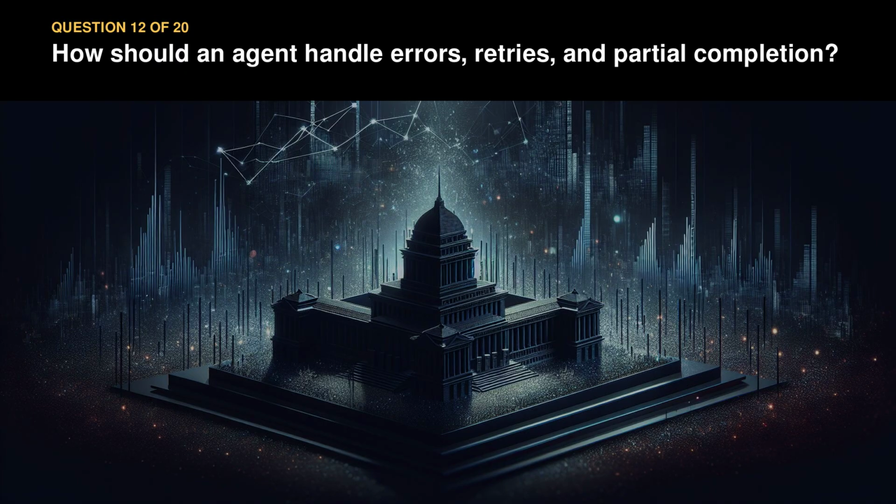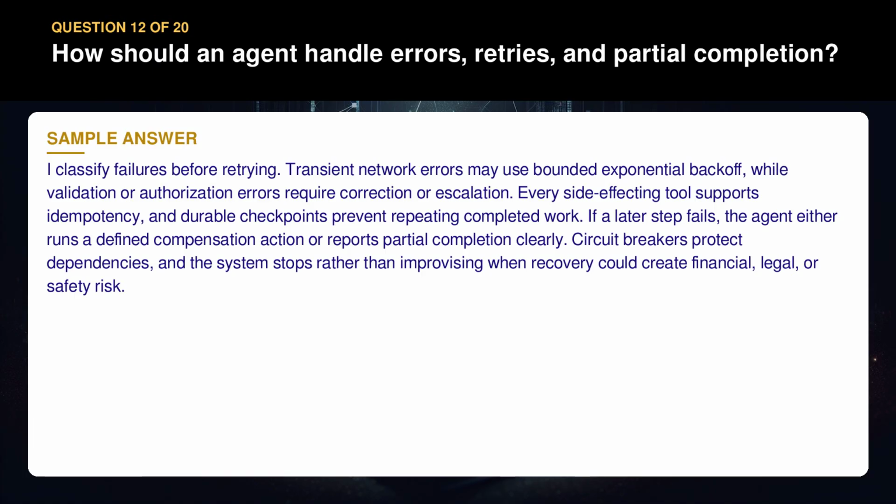Question 12. How should an agent handle errors, retries, and partial completion? I classify failures before retrying. Transient network errors may use bounded exponential backoff, while validation or authorization errors require correction or escalation. Every side-affecting tool supports idempotency, and durable checkpoints prevent repeating completed work. If a later step fails, the agent either runs a defined compensation action or reports partial completion clearly.